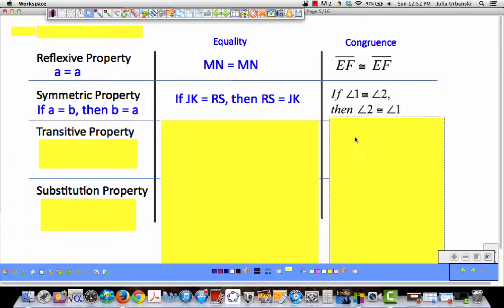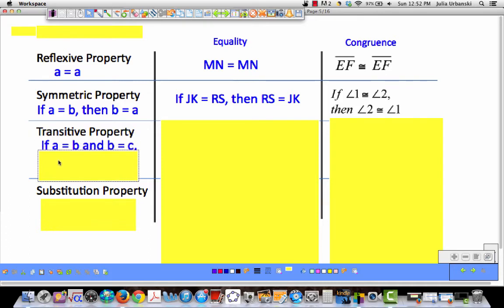Congruence will be similar except that they use a congruent sign instead of an equal sign. If angle 1 is congruent to angle 2, then you're allowed to say that angle 2 could be congruent to angle 1. Just flipped around. Two separate equations just turned around. The transitive property is different, probably brand new to you. If A is congruent to B and B is congruent to C, if that's the case right there, then you're allowed to cut out the middle that's exactly the same.